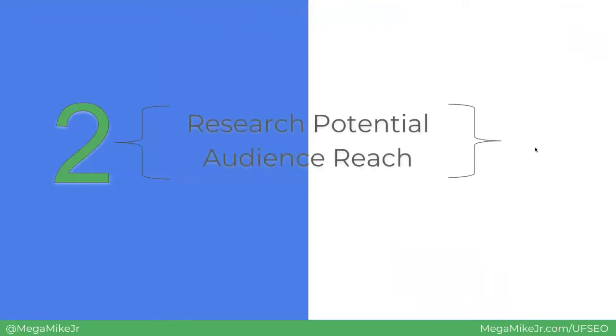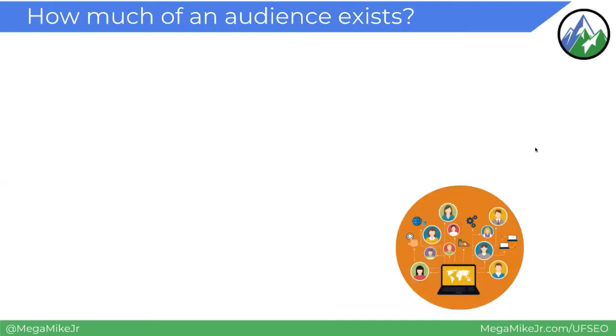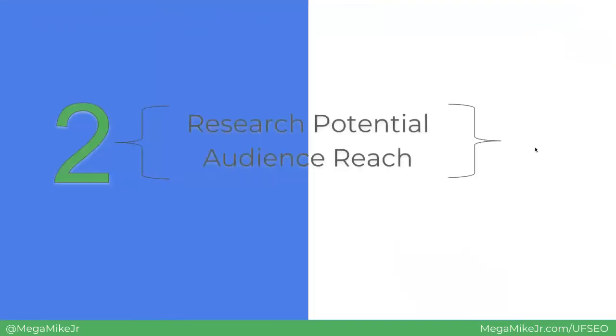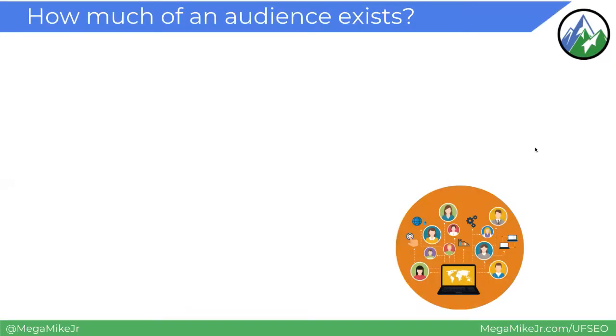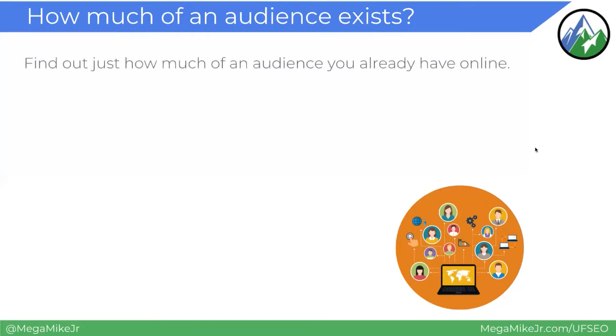So now you know a little bit about that. So research potential audience reach, for example. This is the next step, is how much of an audience exists. So we know who the audience is. We have our goals. Now we want to know how much of this audience exists online. So you want to know, is there volume there? Is there actually an audience to target?